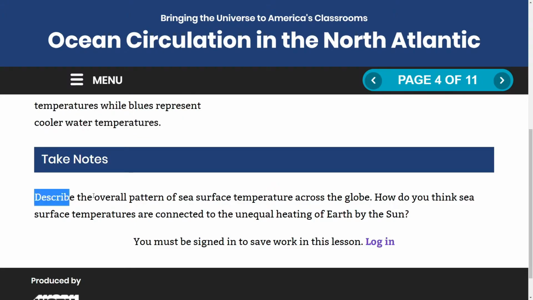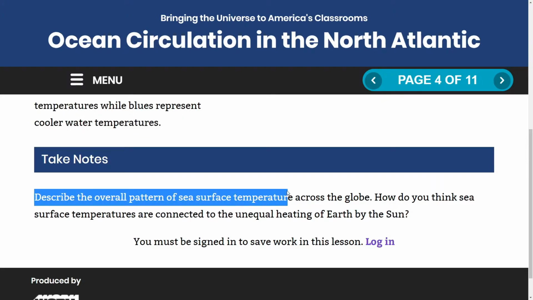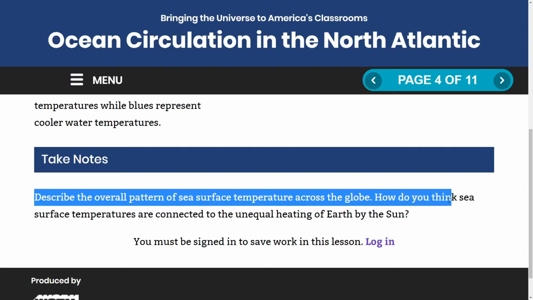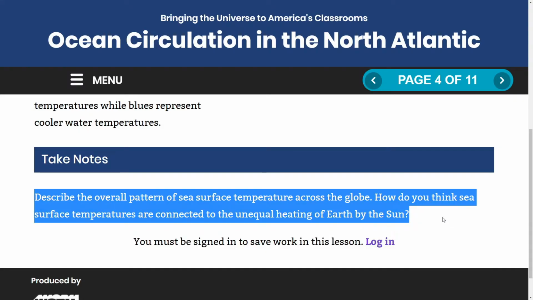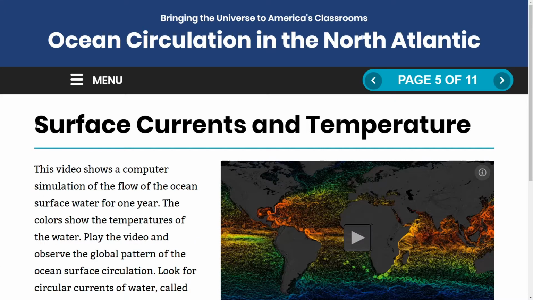Take notes. Describe the overall pattern of sea surface temperatures across the globe. How do you think sea surface temperatures are connected to unequal heating of the Earth by the sun? Page 5. Surface currents and temperature.